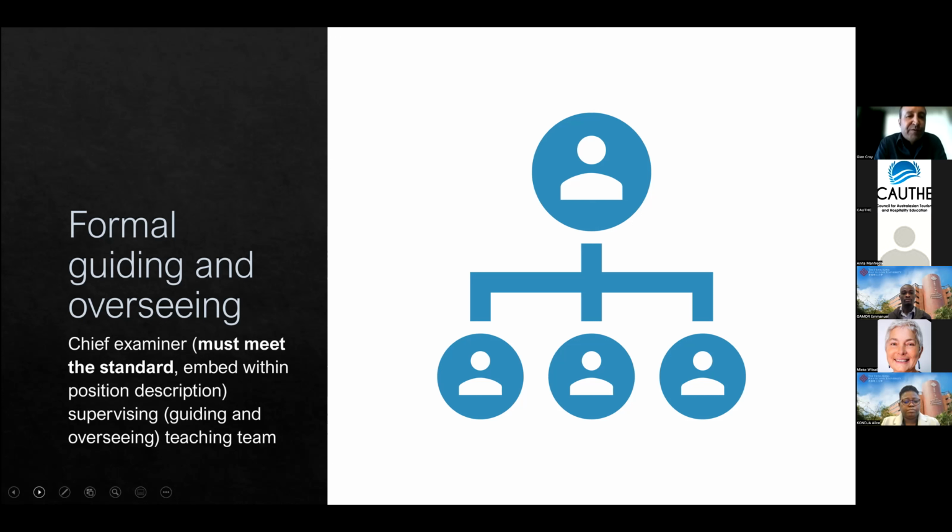So part of this is through a formal guiding overseeing. As I noted there for person F, they've got a chief examiner, but very importantly, that chief examiner, and this needs to be embedded within their position description, must meet the standard. If they're in the position where they're supervising other staff, they must be able to meet that standard, which is their contemporary discipline knowledge, have the education qualifications and skills, and have the discipline qualification and or equivalent within that space for them to then take on that supervisory role.